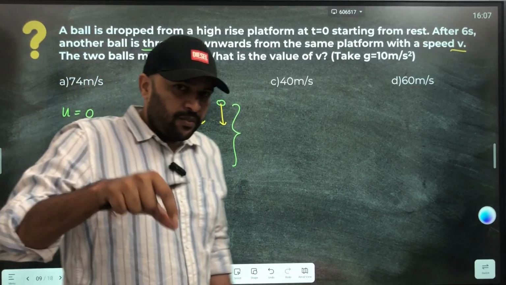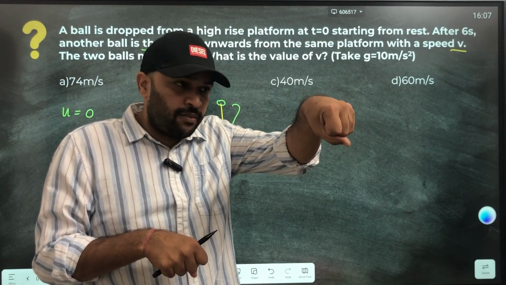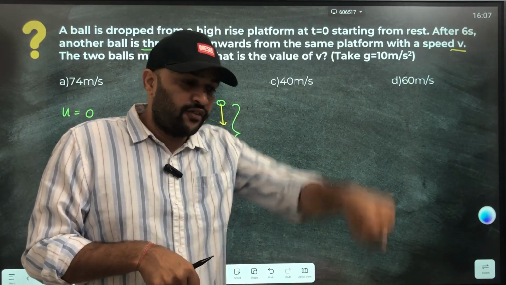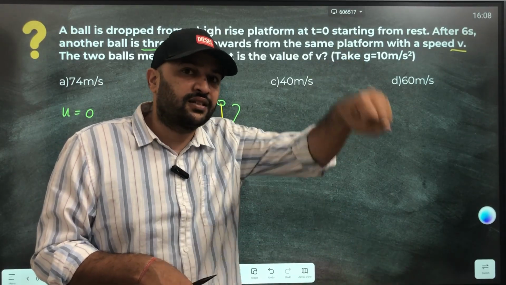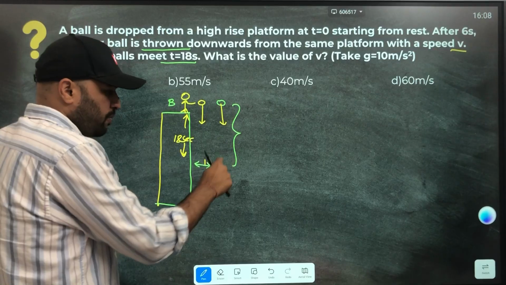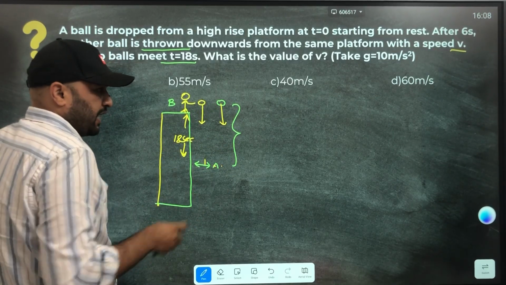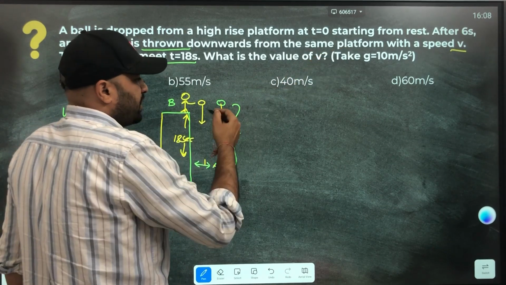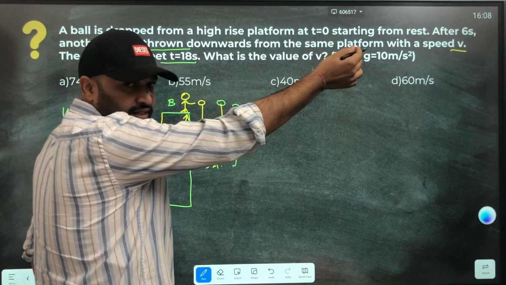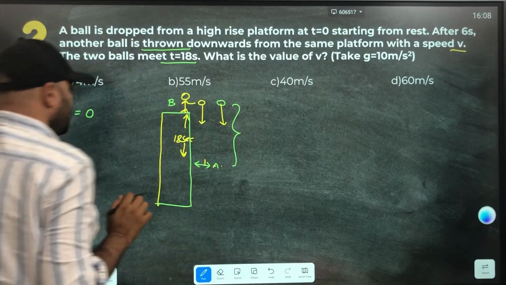Now another ball I have in my hand, and I'm not releasing it, I'm throwing it downward. When I'm throwing it downward, it already has a certain velocity when it was thrown. So the moment it reaches point A, it is taking lesser time to reach this point. And what is that lesser time? Because it was released after 6 seconds, how much is it taking? 12 seconds, right? Okay, fine.